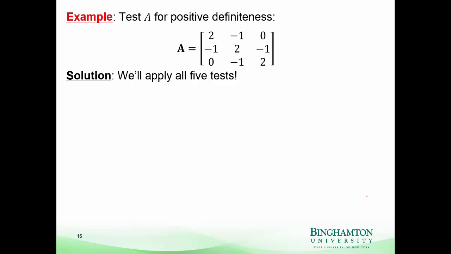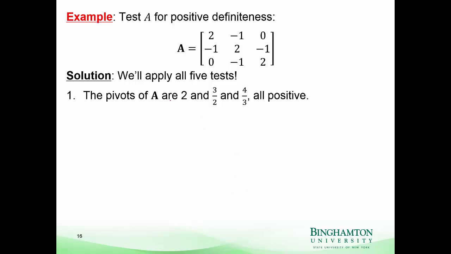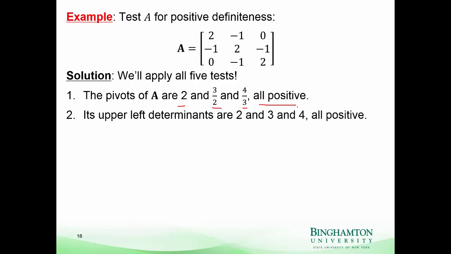So here's an example. Here's a matrix A. We've seen this matrix over and over again. Let's test for positive definiteness by applying all 5 tests. The first one: I won't go through the intermediate results, but we've seen how to find the pivots. Do row reduction, find your pivots. You'll find the pivots are 2, 3/2, and 4/3, and those are all positive. So bingo, positive definite.